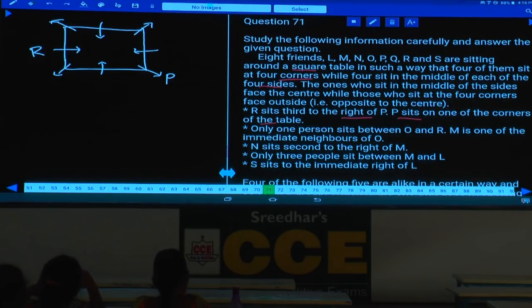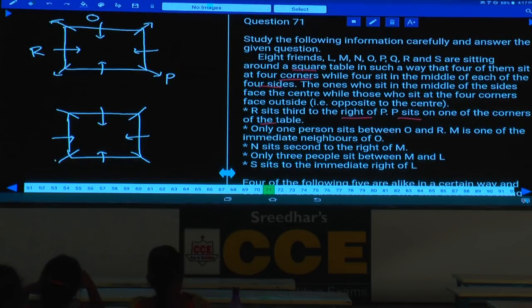Only one person between O and R. As only one person is between O and R, how many possibilities do we have? Two possibilities. O can be at this place, that is one possibility. And in the second possibility, 1, 2, 3, 4, 5, 6, 7, 8, the persons in the middle are facing inward, and the persons at the corners are facing away from the center. Then P is here, R is here, and exactly one person between O and R, O will be here.